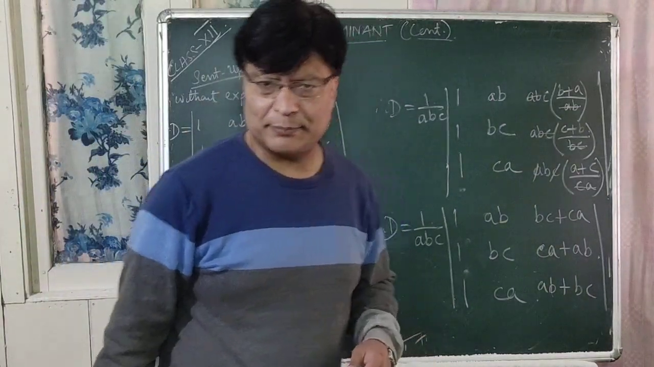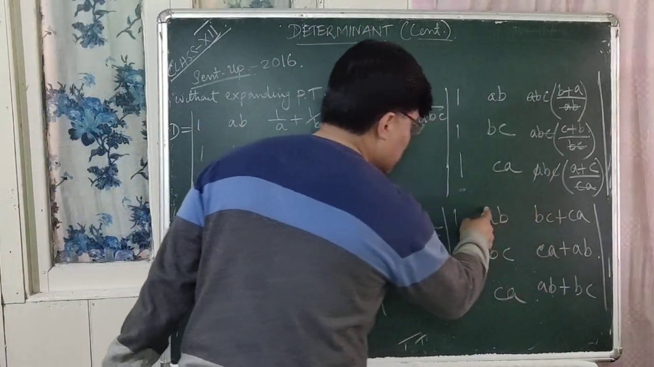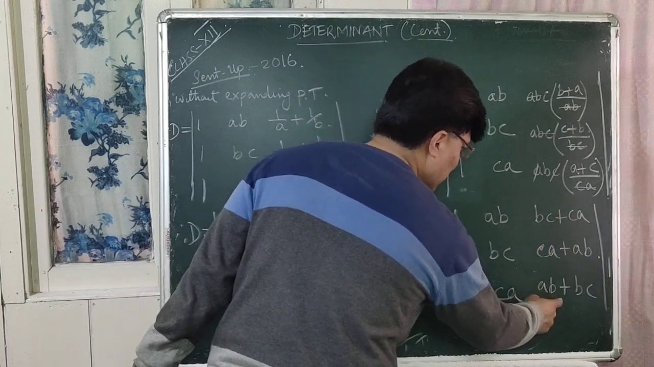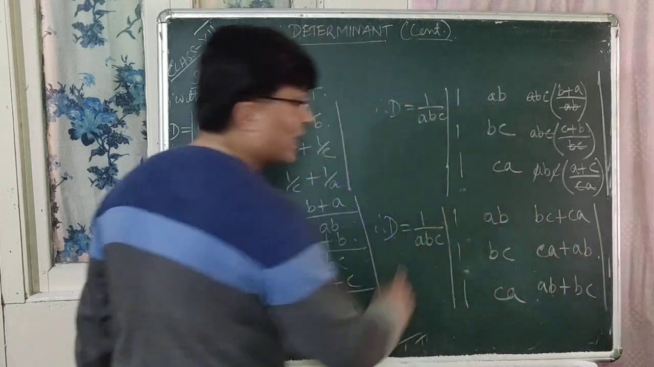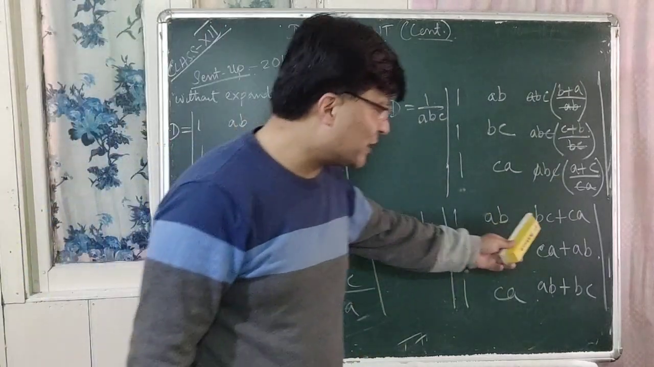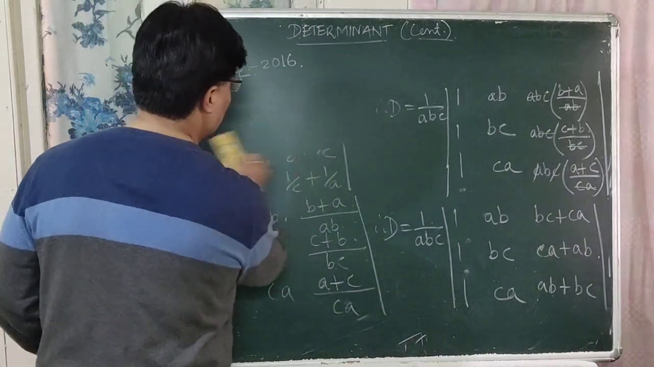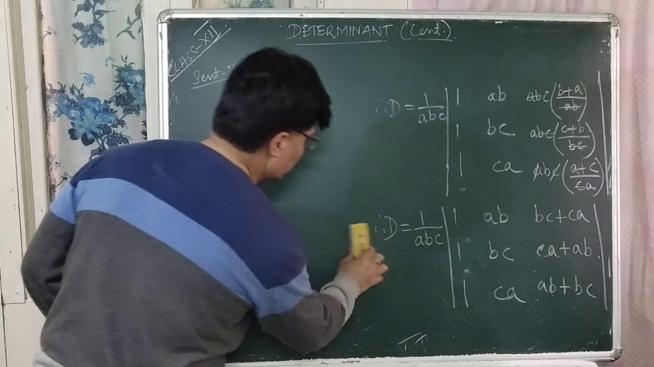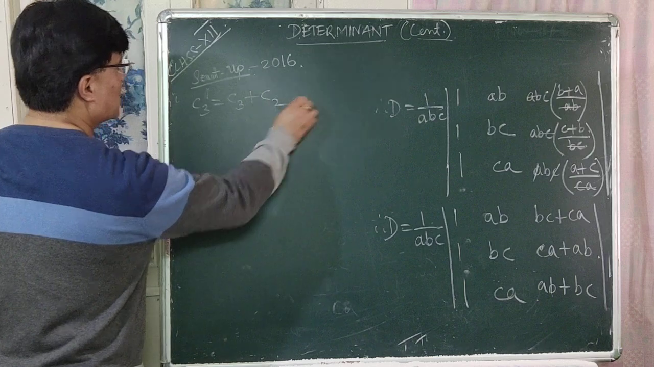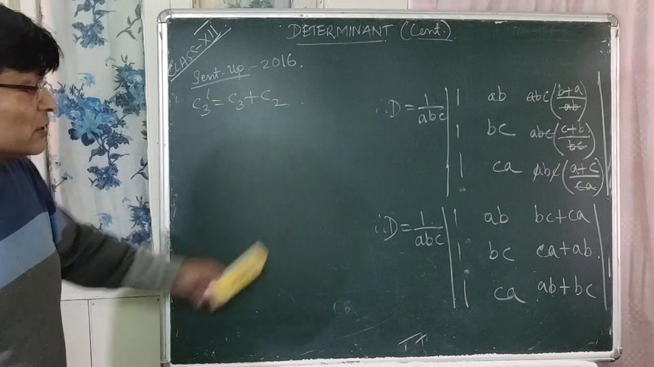Now what will you do in the next step? You can use the property here. If you do C3 plus C1, this is CA plus BC plus AB, AB plus BC plus CA, this is AB plus BC plus CA. That means we are getting the same elements in the third column. If you apply the property, C3 dash is equal to C3 plus C2. Is it clear? Now let's use this property. That means column 3 is changing. How does it change? C3 plus C2.